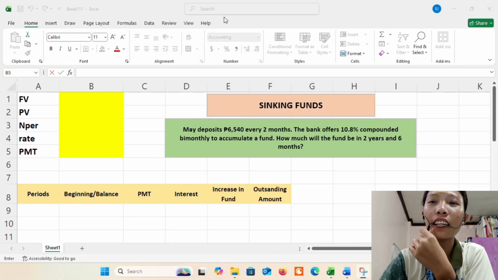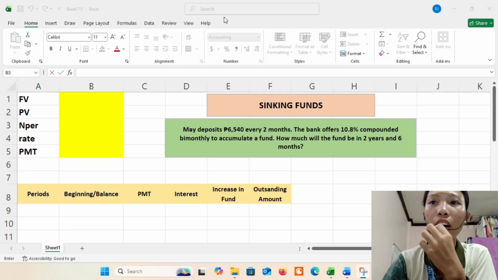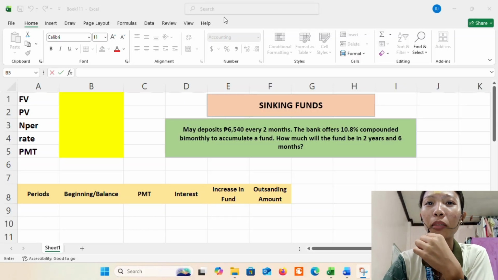So, sinking funds. In creating a sinking fund schedule, the very first thing we'll need to do is to understand the problem. So here in our problem, May deposits 6,540 pesos every 2 months. The bank offers 10.8% compounded bi-monthly to accumulate a fund. How much will the fund be in 2 years and 6 months?